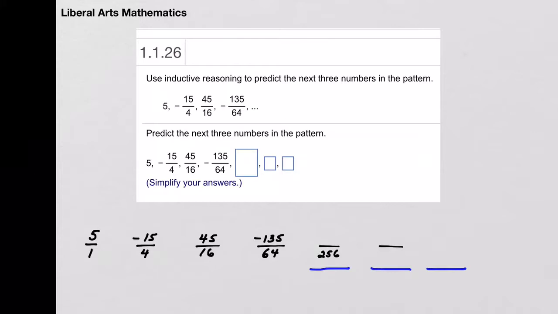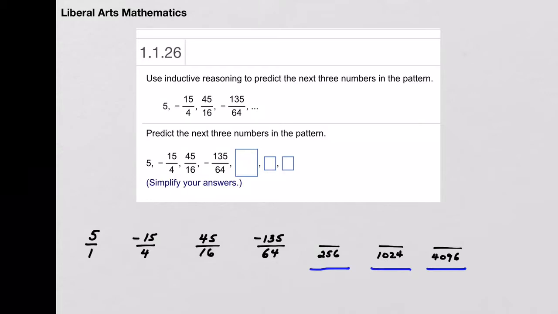And then after that, it'll be 4 times 256, which is 1024. And then 4 times 1024 is 4096. Okay, so we've got our denominator set now. Now let's take a look at the numerators.